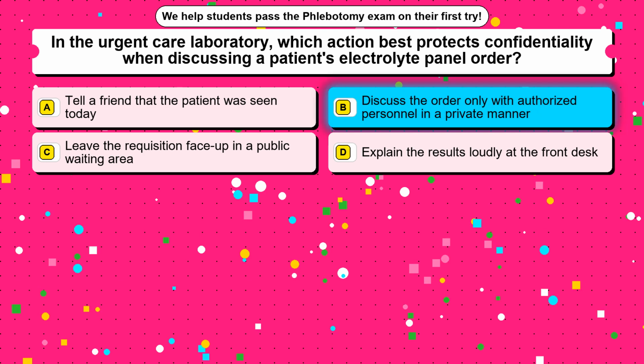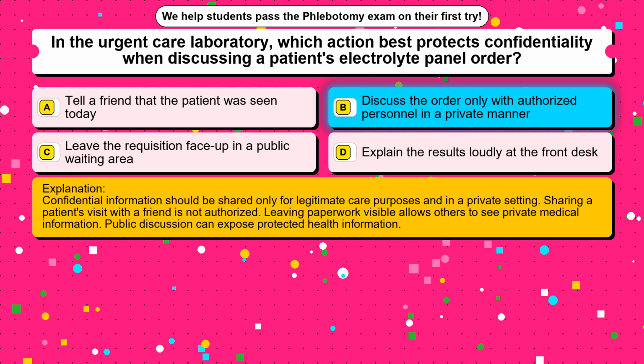The correct answer is option B. Discuss the order only with authorized personnel in a private manner. Confidential information should be shared only for legitimate care purposes and in a private setting. Sharing a patient's visit with a friend is not authorized. Leaving paperwork visible allows others to see private medical information. Public discussion can expose protected health information.